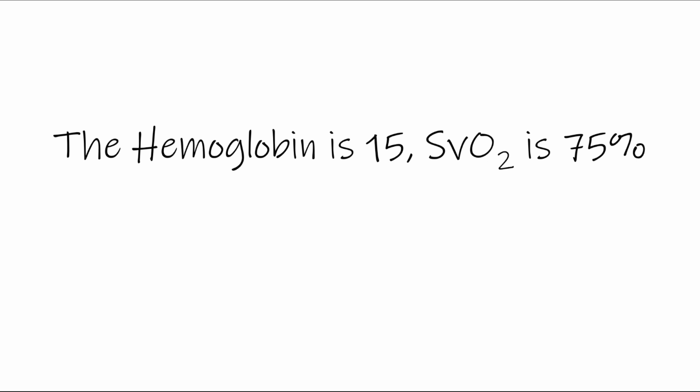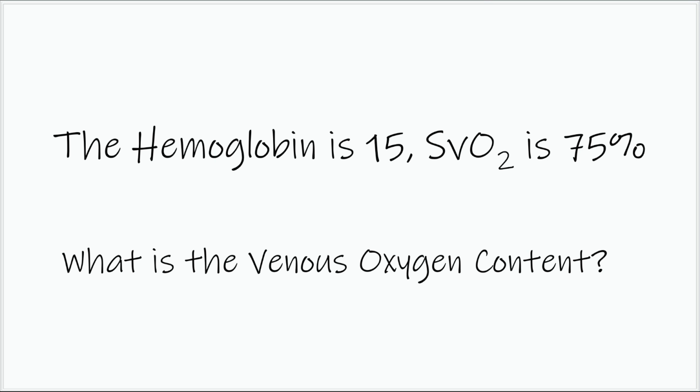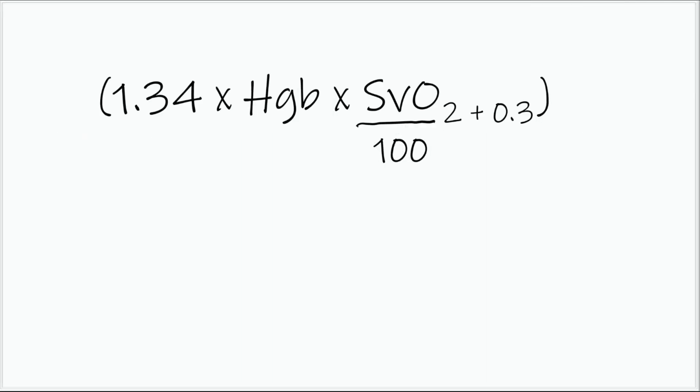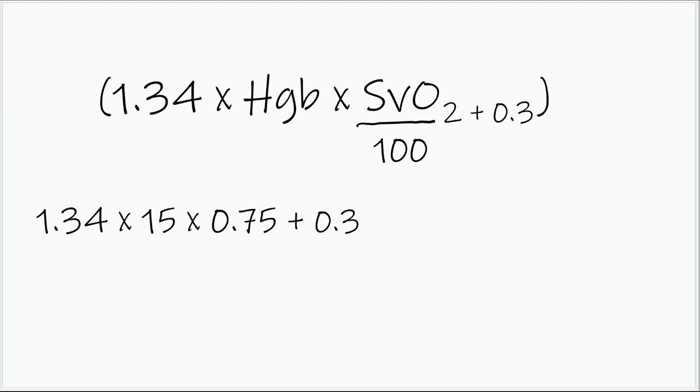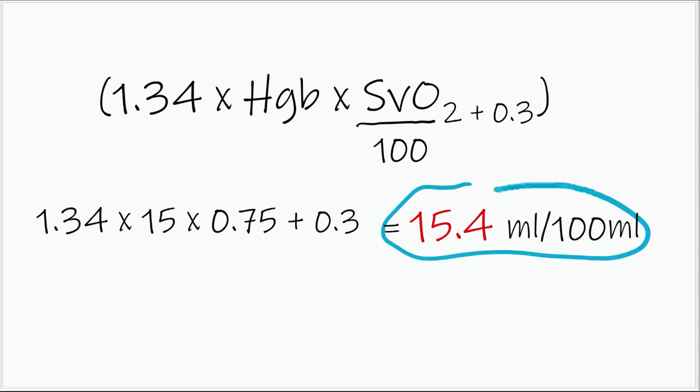The hemoglobin is 15 and the mixed venous oxygen saturation is 75%. What is the venous oxygen content? Well, this looks like the same equation, but you can see in here we've put the mixed venous oxygen saturation over 100 instead of the arterial oxygen saturation. So that was 75%, so we can put in 1.34 times 15, hemoglobin's 15, times 0.75 plus 0.03 oxygen that's dissolved in blood, and this works out at 15.4 mils per 100 mils.